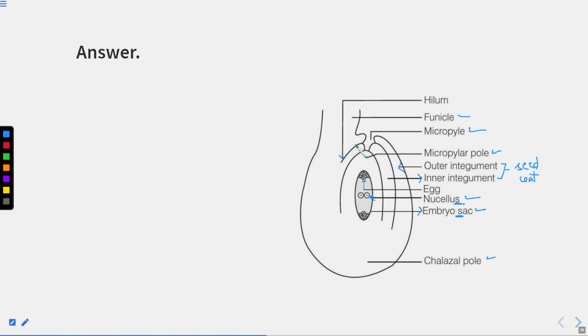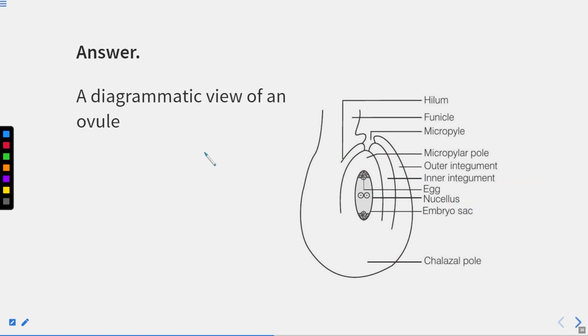Alright, so these are the parts of the ovule. This funicle is the stalk of the ovule, so you can write that the funiculus, or funicle, is the stalk of the ovule. And this is the region known as the hilum. This is the region where the seeds are attached to the fruit. So this is clear. This is the diagrammatic view of the typical angiospermic ovule.